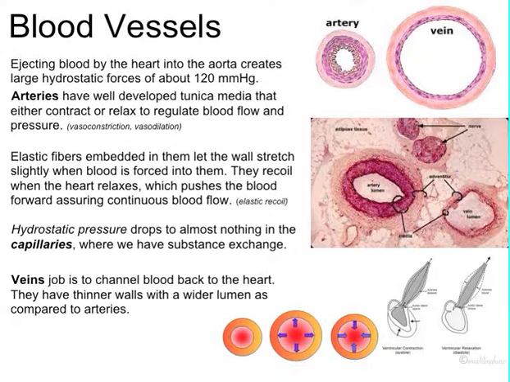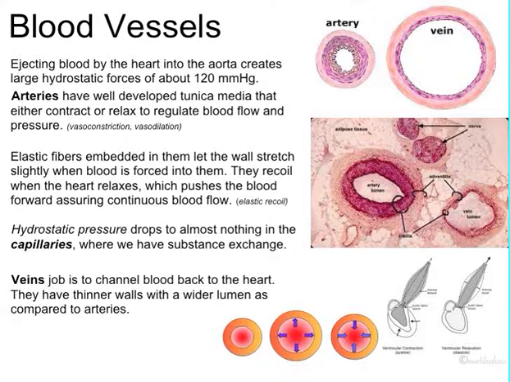Arteries have a well-developed tunica media, that's the muscle part, and that either contracts or it can relax. And what that does, it will regulate the blood flow to an area as well as the pressure. When that tunica media contracts, we call that vasoconstriction, because the vaso is the vessel that constricts. And when that vessel is making itself bigger, the lumen, the inside, gets bigger, that is called vasodilation.